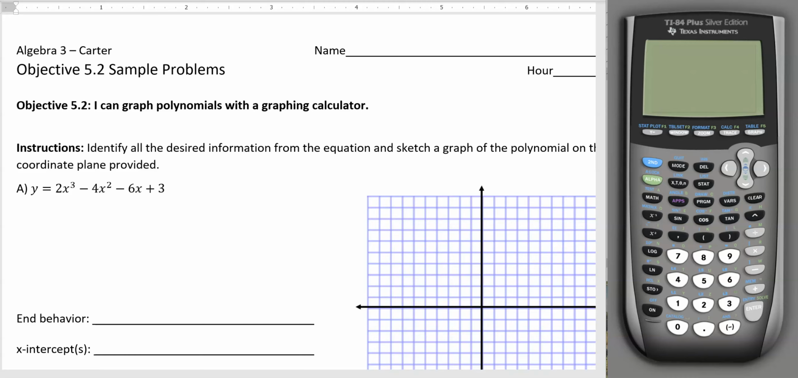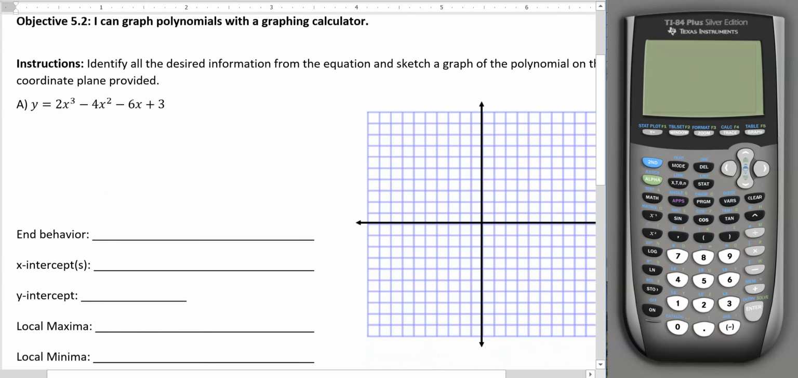Hello, and welcome to our Objective 5.2 sample problems. We're going to practice some more graphing polynomials with our graphing calculator.